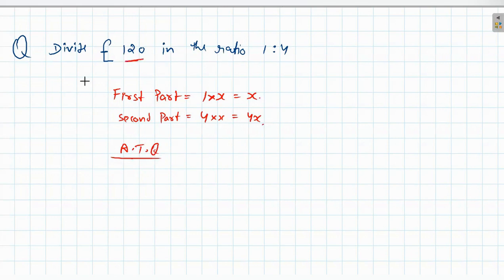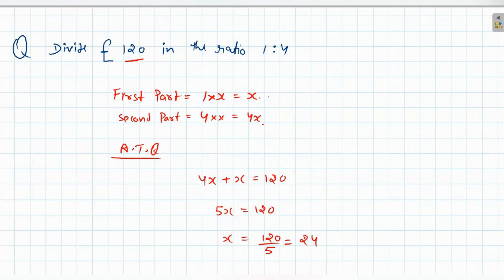So the summation, x plus 4x, equals 120. And then 5x is equal to what? 120. So divided by 5, what will you have? 24. Yes, 24. So x equals 24.